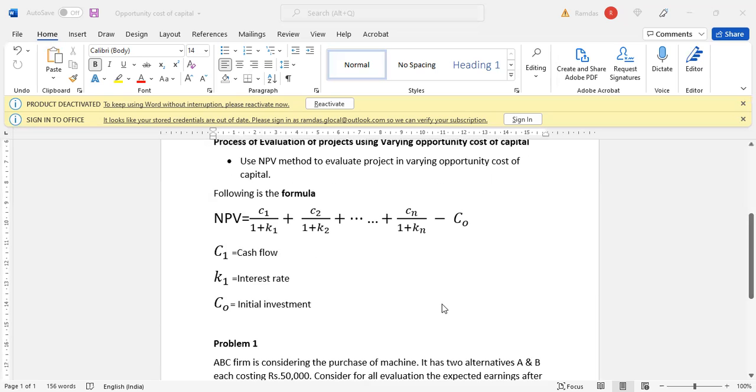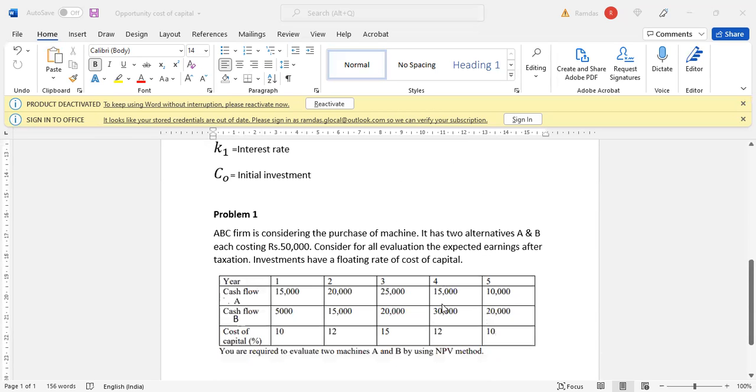Now let us take up a problem on evaluating using varying cost of capital. The problem is: ABC firm is considering the purchase of a machine. It has two alternatives, A and B, each costing 50,000. Consider for all evaluation the expected earnings after taxation. So the cash flows are given. The cash flows are nothing but the cash inflows here. And also the cost of capital is given for every year.